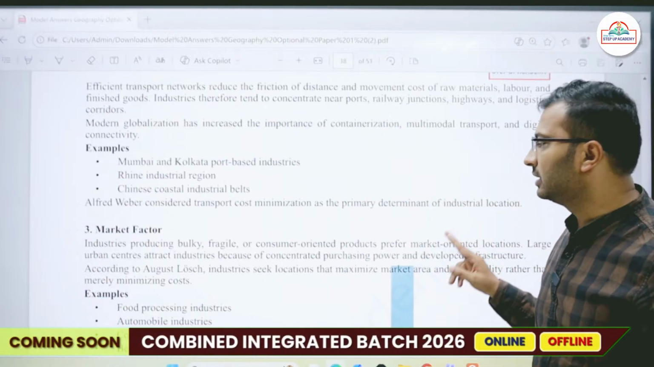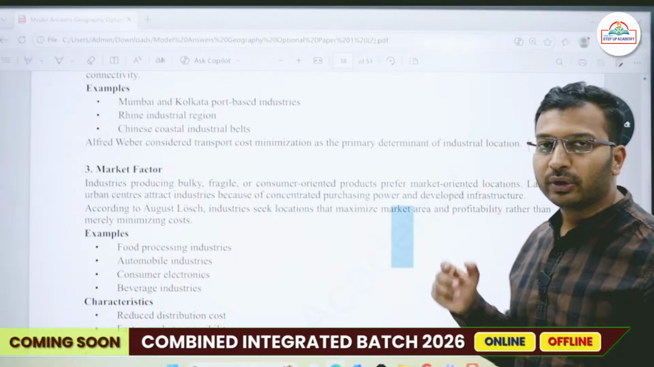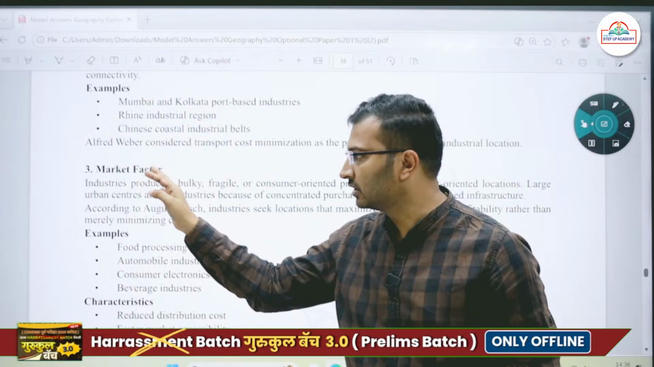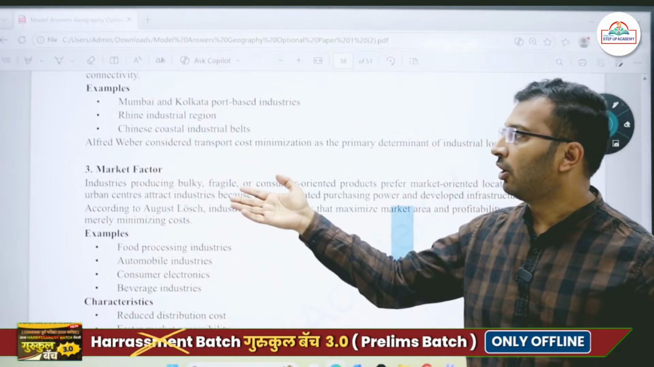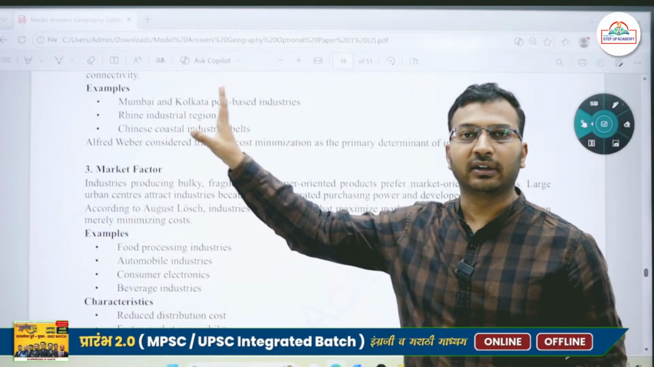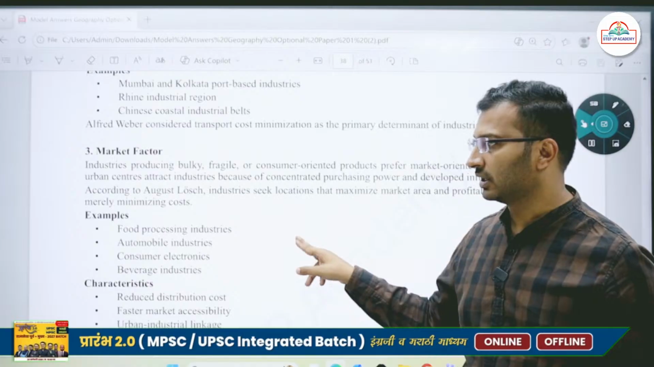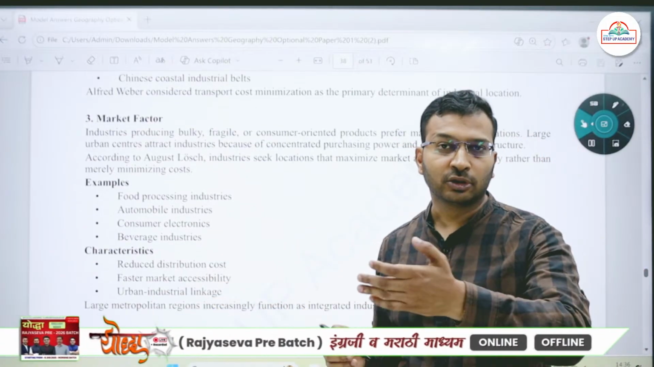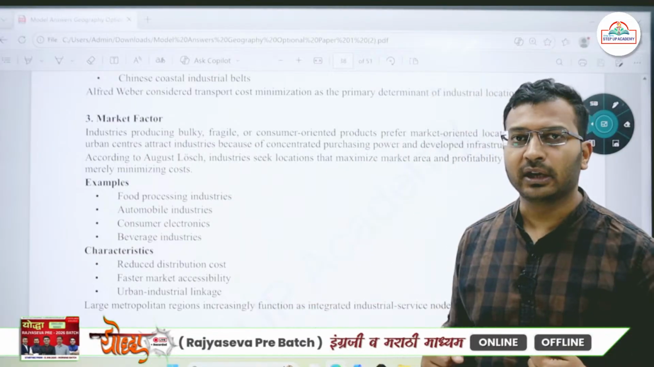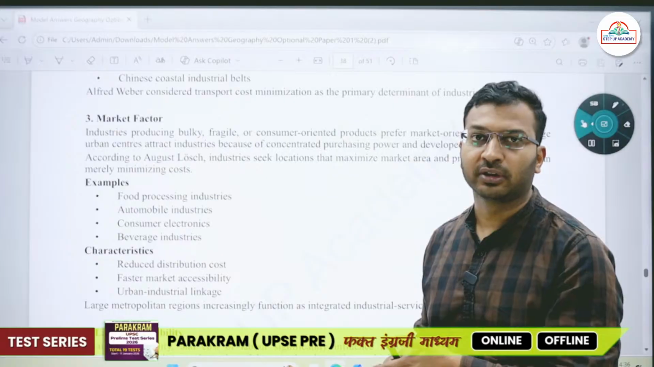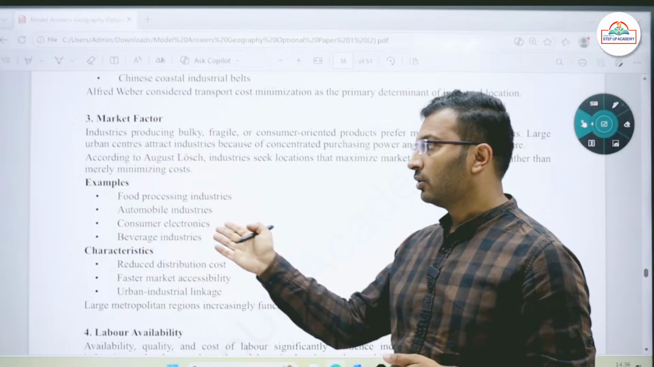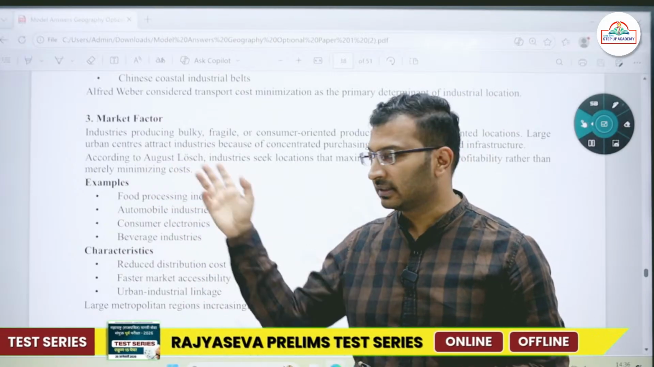Then the third factor is the market factor. Industries producing finished bulky goods, or goods that are fragile, or consumer oriented products, will be located near the market, for example food processing industries and automobile industries. For example, the two-wheeler and even the four-wheeler automobile industry is well developed here in the Pune region. Why? Because there is a market available. I think in entire Asia, the largest two-wheeler market is in Pune, so the automobile industry is easily available over here.